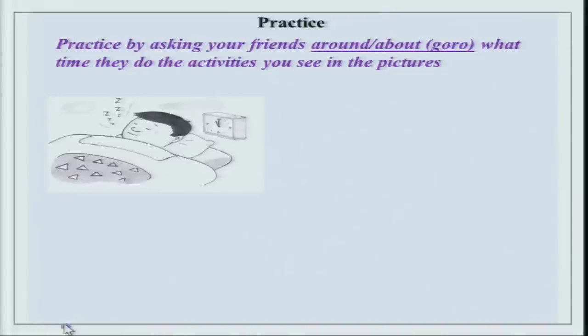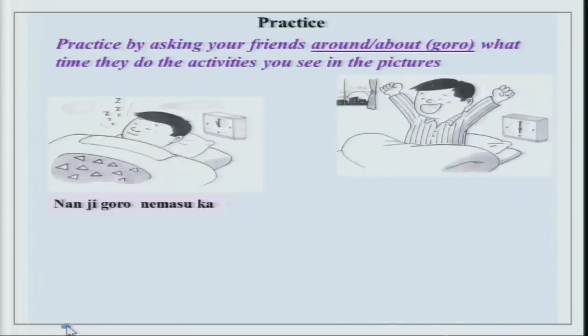Now, you have this picture over here. You can ask, nanji goro nemasu ka? And whatever time is there in the watch over here, tokei, you can tell, or whatever time you sleep, you can say juichiji goro or ichiji goro or ichiji han goro nemasu.